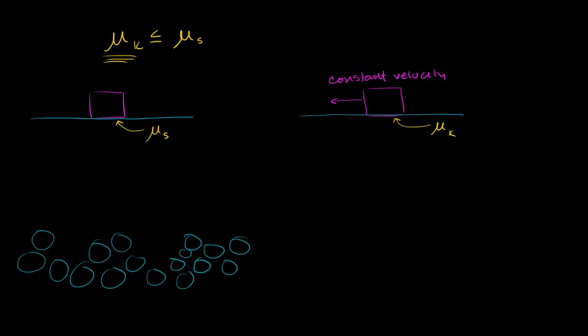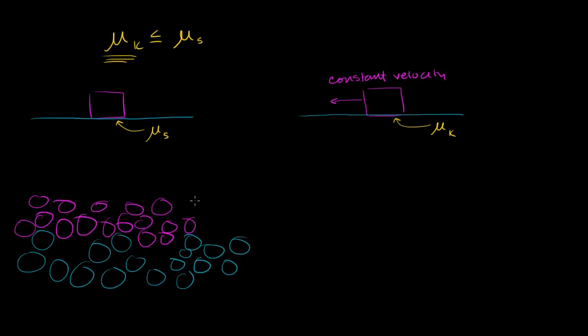We're really zooming into the atomic level, an unimaginably small level, much smaller than that box I just drew. I'm just trying to look at what's happening with the molecules where they contact. The box's molecules might look something like this. They aren't completely smooth.